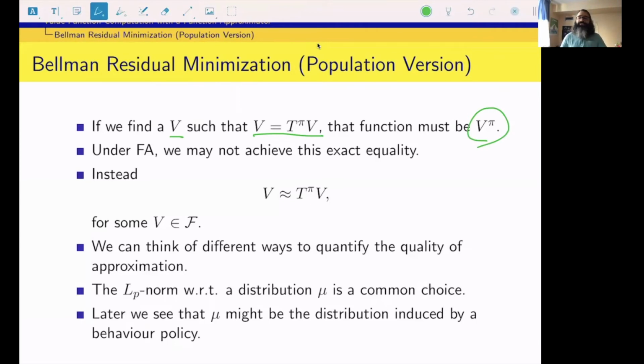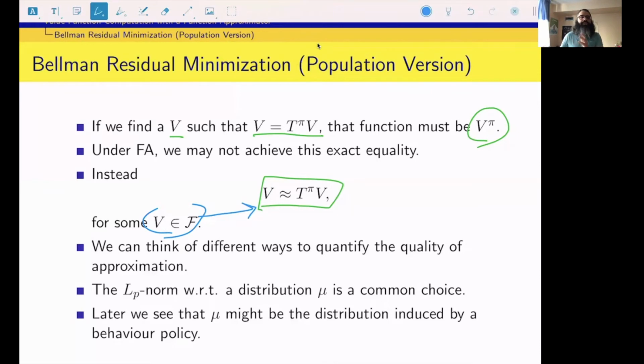If we have a function approximator, however, we cannot guarantee that. We may not be able to have this equality exactly. Instead, we might just have an approximate equality. So we will have V approximately close to T^π V. And here V again is restricted to belong to some value function space: piecewise constant, decision tree, neural network, or whatever. So in general, if we restrict the value function to some function space, we may only have an approximate equality.